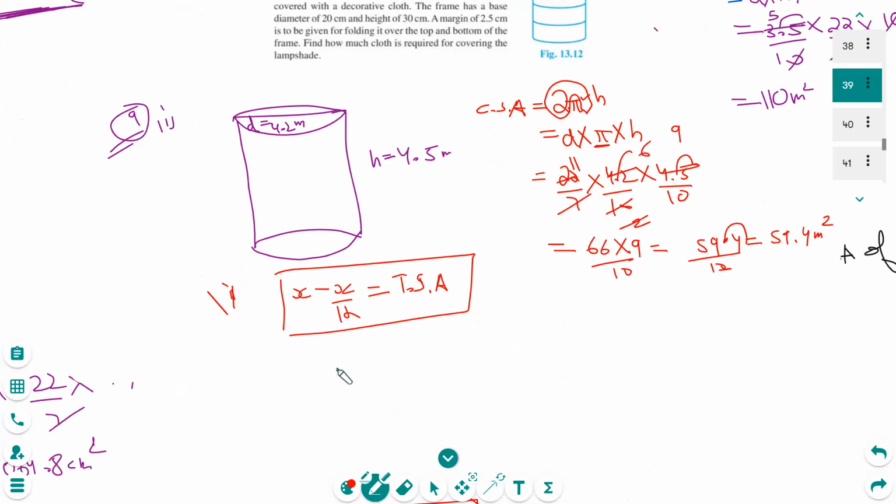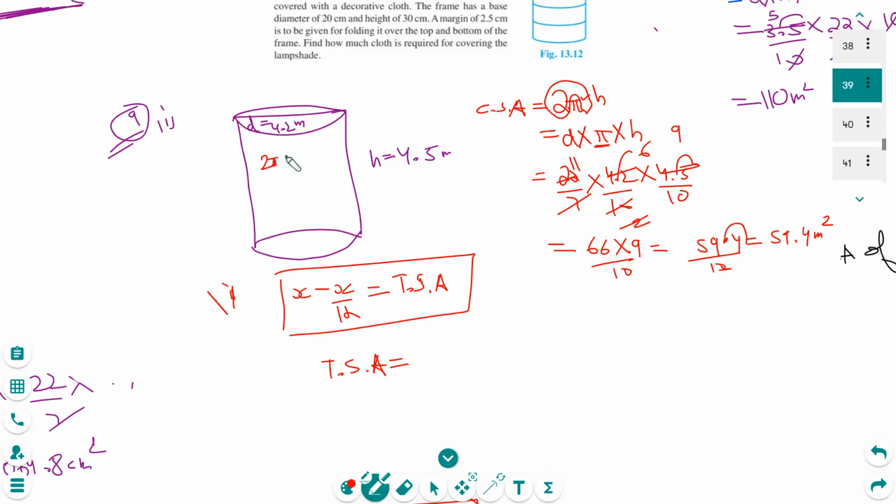First, let's calculate the total surface area of this cylinder. What is the formula for the total surface area of a cylinder? Pi r square h. You'll get a slap today. Pi r square h is the volume of the cylinder. We haven't talked about it.